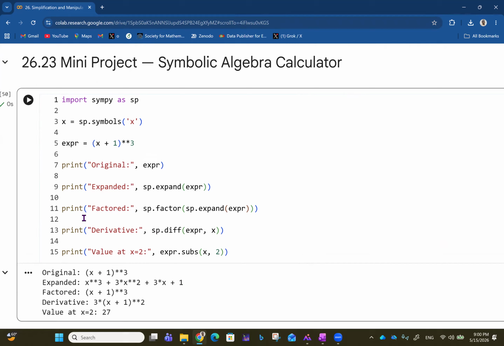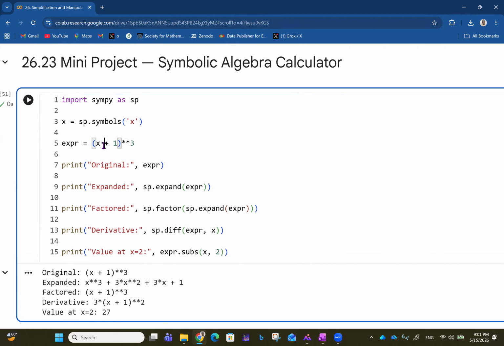Then factor it. sp.expand is for expansion of the expression. If you factor, it's (x plus 1) cubed. Then what else? Differentiate it. If you differentiate that, it's 3 into (x plus 1) squared. That's exactly what we have. Then evaluate the value of the expression by substituting x into it, so x equals 2. 2 plus 1 is 3, and 3 raised to power 3 is 27.